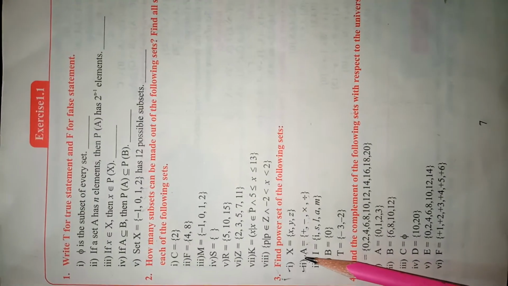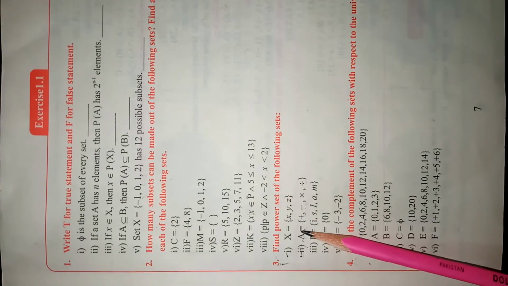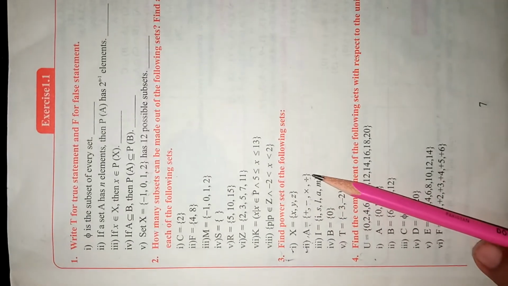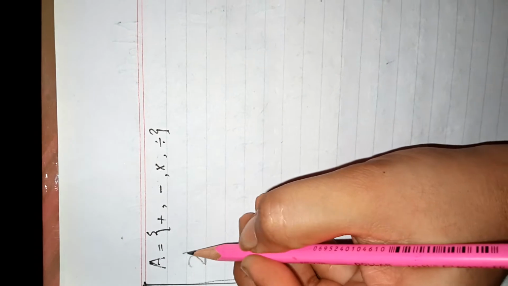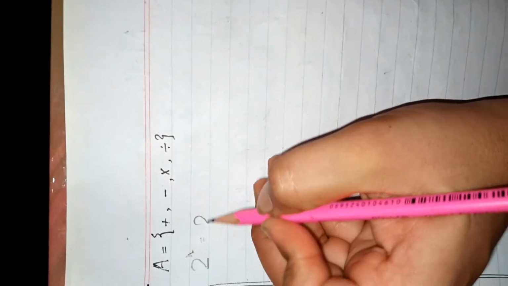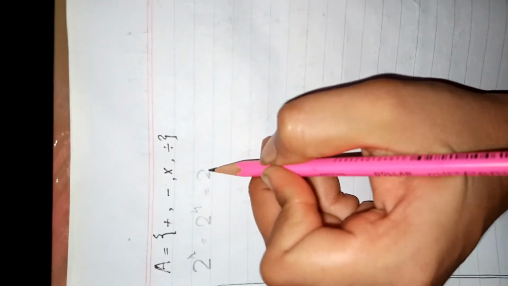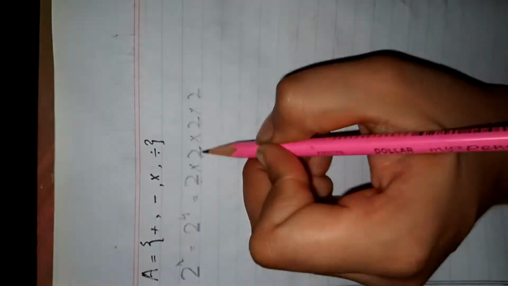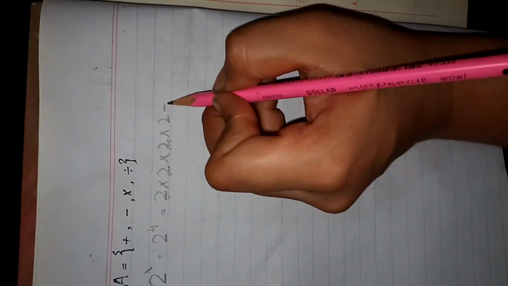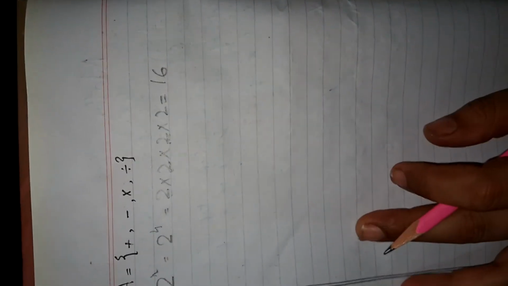Now we will solve question number 2, which is A is equal to {plus, minus, multiply, divide}. We have 4 elements in set A. It means 2 to the power n, 2 to the power 4. 2 multiply 2 multiply 2 multiply 2. 2 twos are 4, 4 twos are 8, 8 twos are 16. It means the possible subsets are 16.